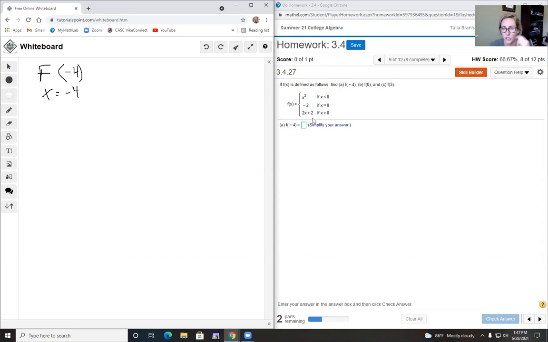So they gave us negative 4. We figured out using our key which one we use. So negative 4 is not 0, negative 4 is not greater than 0, negative 4 is less than 0. So we're going to use x squared. So on this one, we're going to have f of x equals x squared, where our x is negative 4. So we're going to have negative 4 squared. And negative 4 squared, negative times a negative is a positive. 4 times 4 would give us 16.